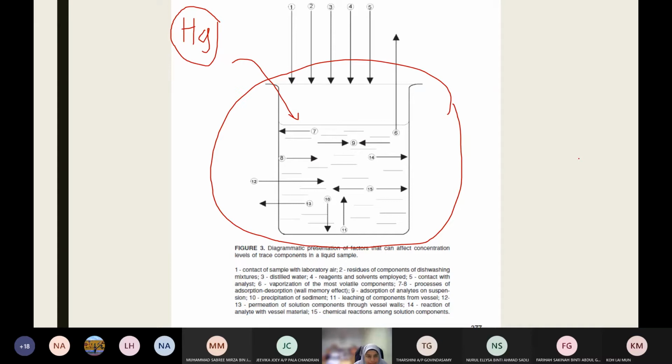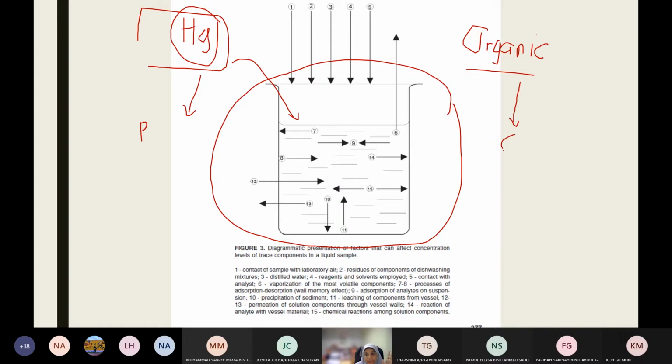Basically, the answer is, of course, they will affect the result when you choose a different container. In this case, we have plastic and also glass. Let's say you have one group doing organic analysis and one group doing metal analysis. Here we are focusing on mercury. So for mercury or any other metals, you should use plastic bottles, PTFE bottles or whatever must be plastics. And for organic, must be glass bottles. That is the rule.